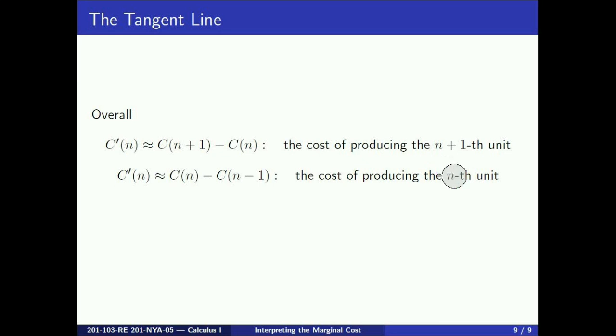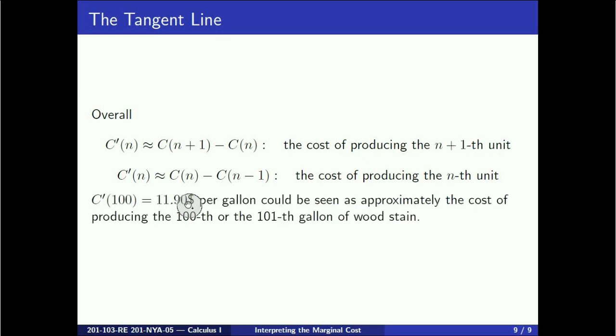Overall, C prime of n can be used to approximate the cost of producing the nth or the n plus 1st gallon of wood stain. In our problem, C prime of 100 is $11.90 per gallon, and it could be seen as approximately the cost of producing the 100th or the 101st gallon of wood stain.